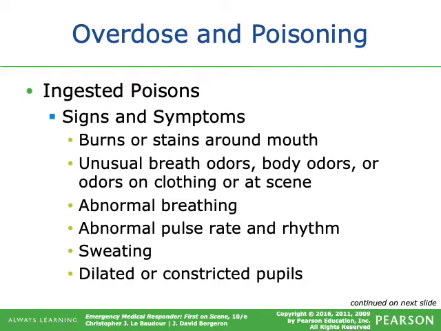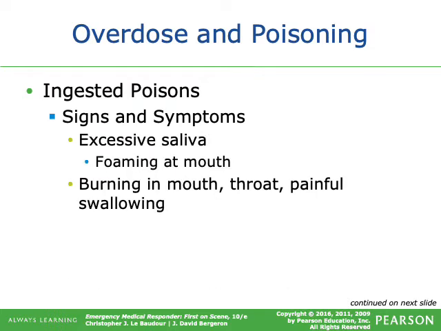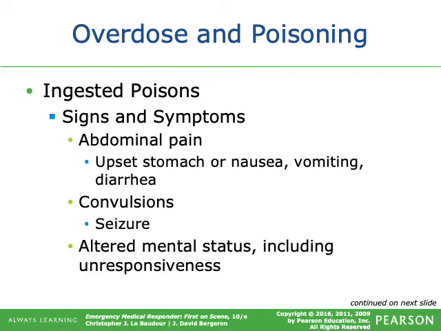Alright, some ingested poisons. They commonly cause the following signs and symptoms: burns or stains around the mouth, unusual breath odors, body odors, or odors on the clothing at the scene, abnormal breathing, abnormal pulse rate and rhythm, sweating, dilated or constricted pupils, excessive saliva or foaming at the mouth, burning in the mouth, throat, or painful swallowing, abdominal pain, upset stomach, nausea, vomiting, or diarrhea. They can cause seizures, altered mental status, including unresponsiveness.